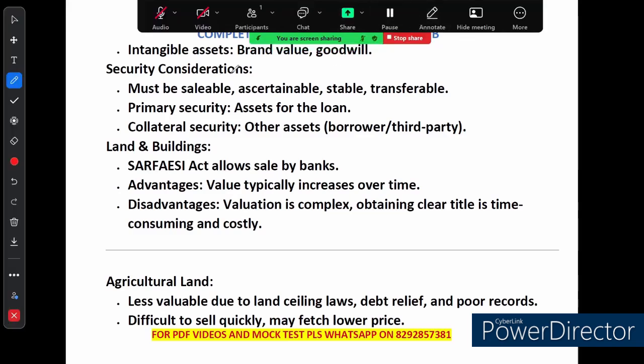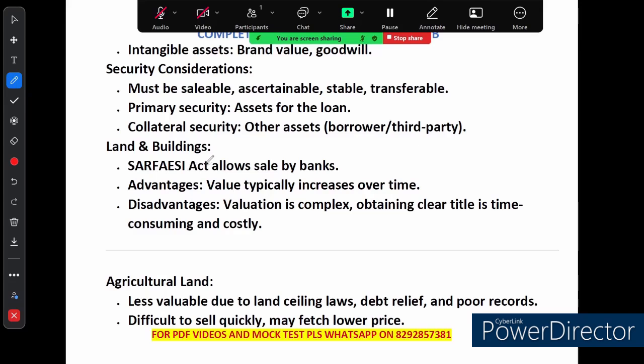So in short, credit risk is a big deal for banks and security helps them manage it. Whether it is secured or unsecured, the bank's goal is to reduce risk and protect their money. Now, let's talk about whether the bank can sell the land and building if someone can't repay their loan.